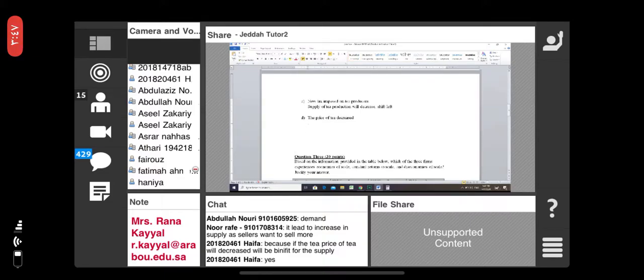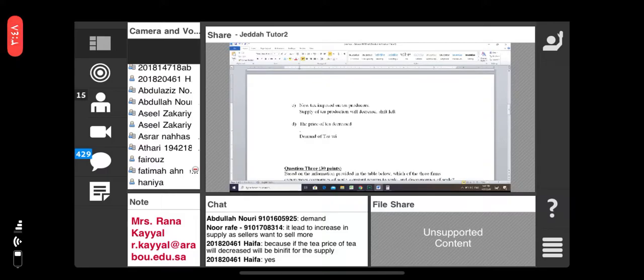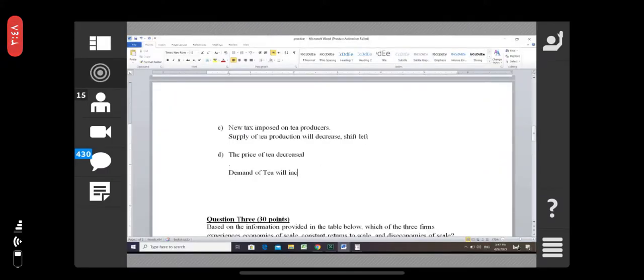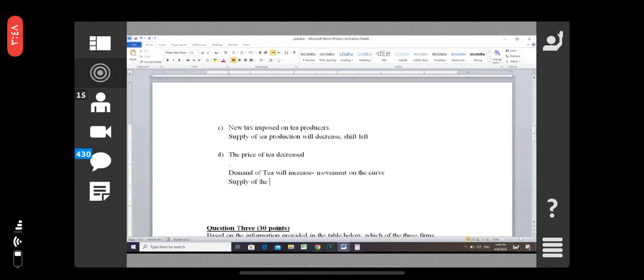Price of tea will increase, leading to a movement in the curve, and the supply of the tea will decrease, a movement in the curve. Maybe a drawing; with all due respect, you haven't opened chapter 3. I'll show you the drawing.